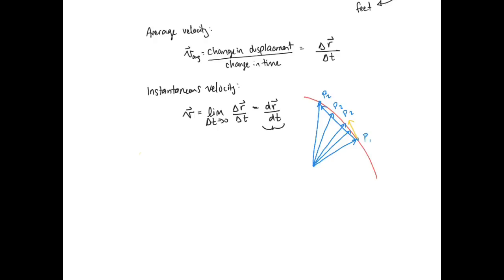And so the velocity vector is tangent to the path of motion.